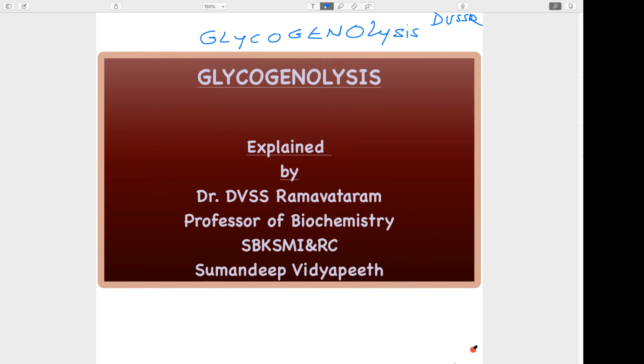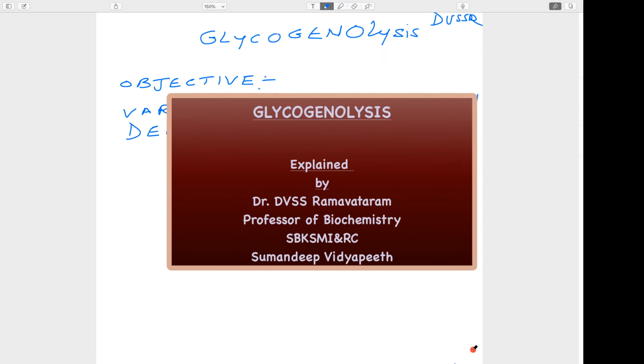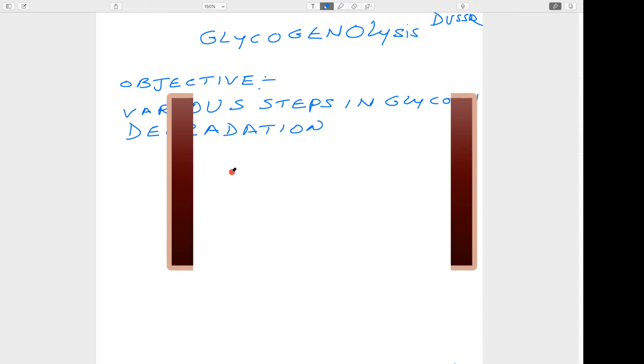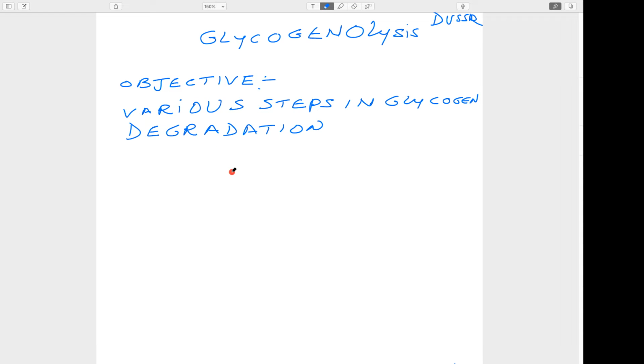In the previous session, we talked about how glycogen is synthesized, the various steps of glycogen synthesis. Now, we are going to take up degradation of glycogen. The objective for this session is that at the end of the session, the learner shall be able to know the various steps involved in glycogen breakdown or degradation, that is called glycogenolysis.